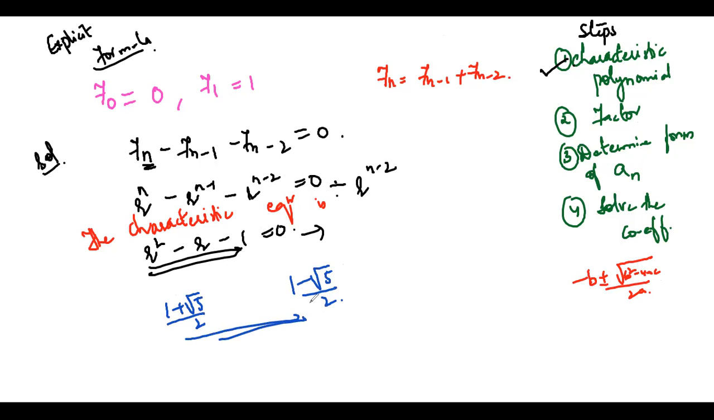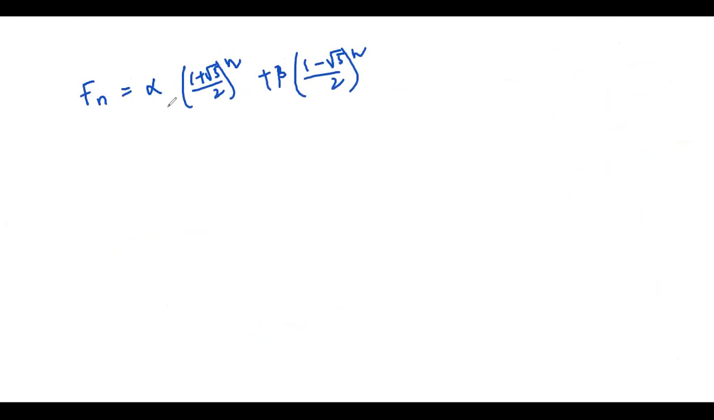Now based on this, we will study a few formulas later, but for now I'll just write it directly. Whenever you get two different roots, then your fn or an will be given as alpha into 1 plus root 5 by 2 whole power n plus beta into 1 minus root 5 by 2 whole power n. You introduce two temporary variables alpha and beta, or two temporary constants actually, where alpha and beta are some constants.